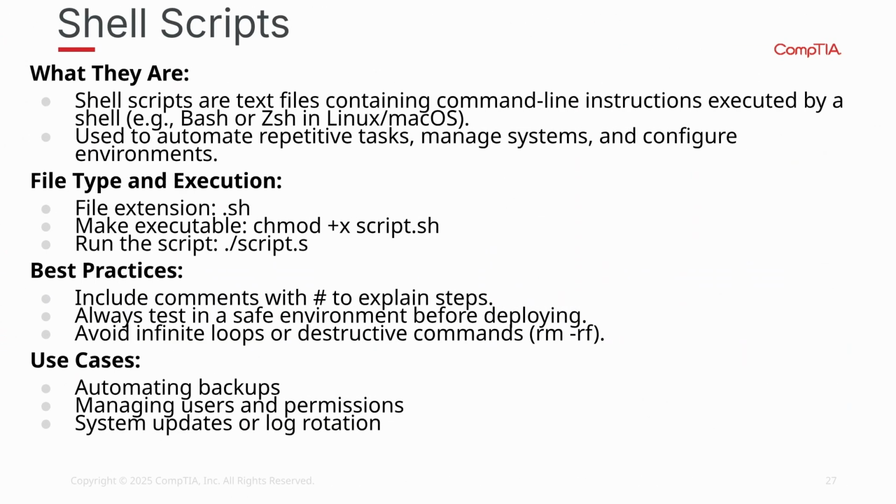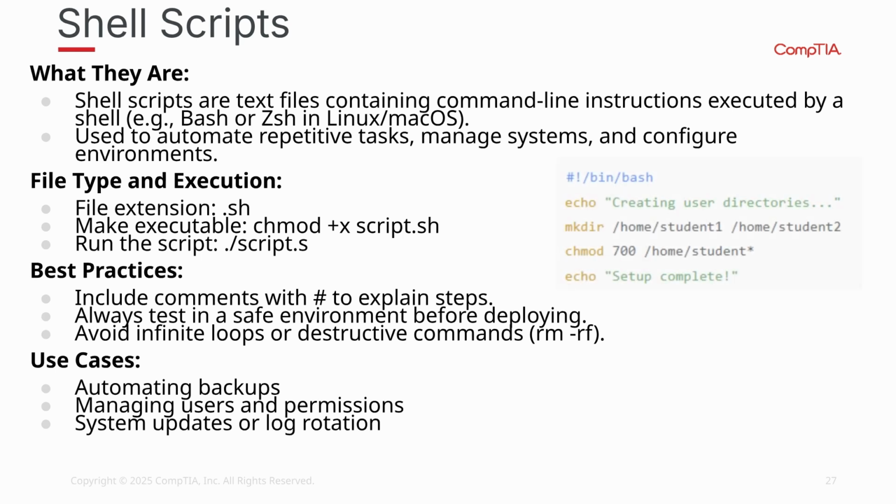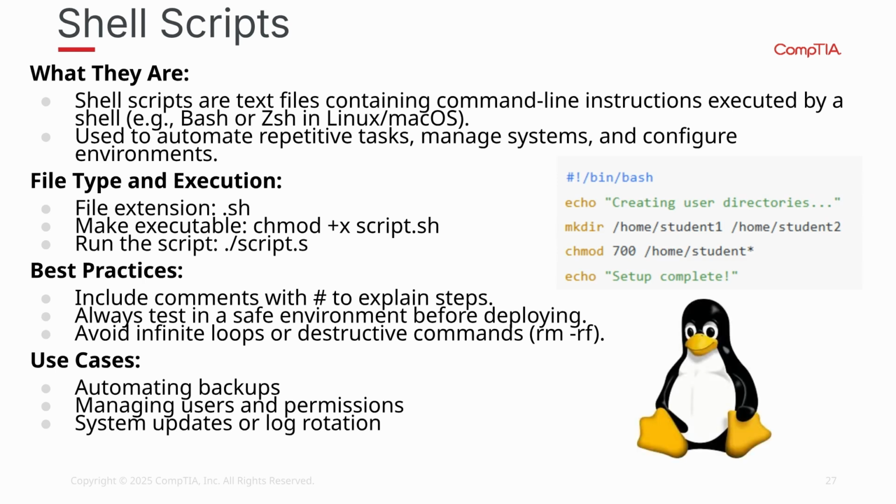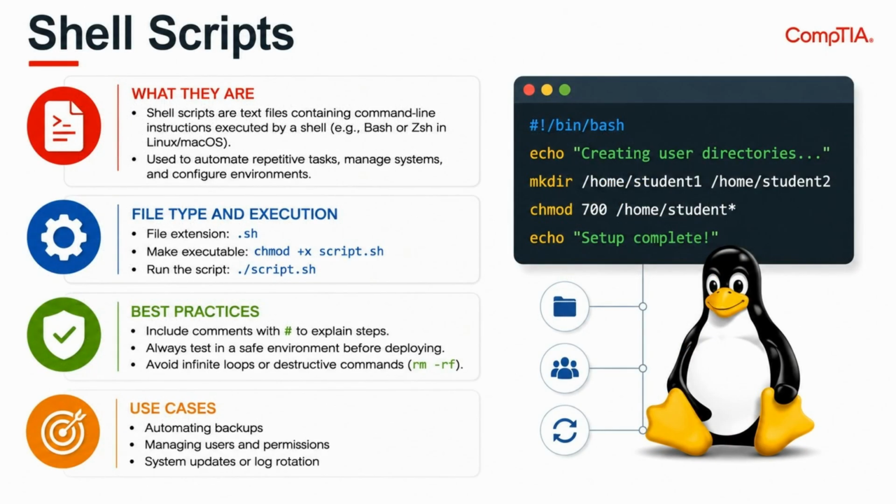Shell scripts are text files containing command line instructions executed by a shell, like Bash or ZSH on Linux and macOS, used to automate repetitive tasks, manage systems, and configure environments. File type is .sh. Make it executable with chmod +x script.sh, then run it with ./script.sh. Best practices include comments with hash to explain steps, always test in a safe environment before deploying, and avoid infinite loops or destructive commands like rm -rf. Common use cases: automating backups, managing users and permissions, and handling system updates or log rotation.